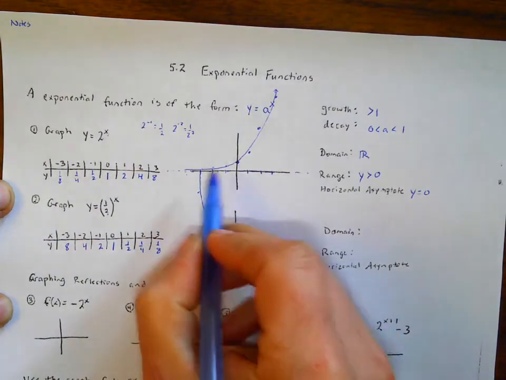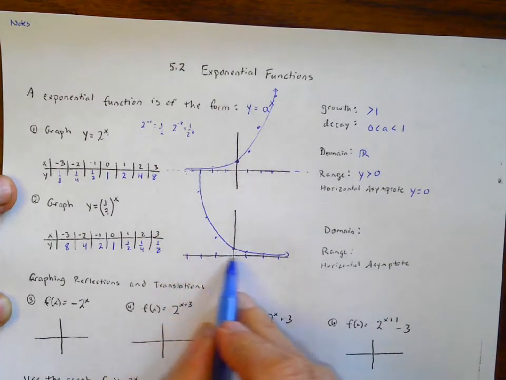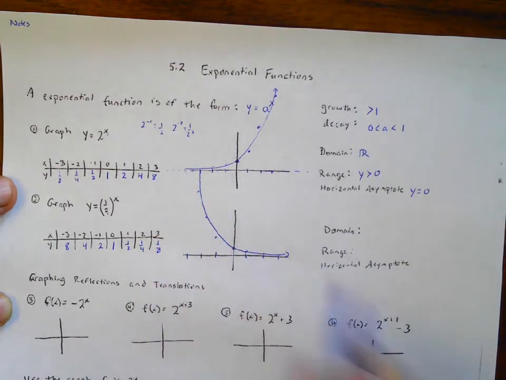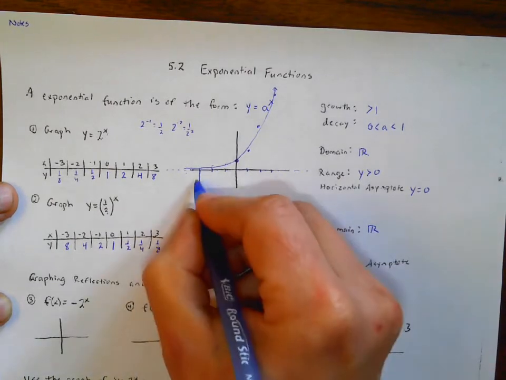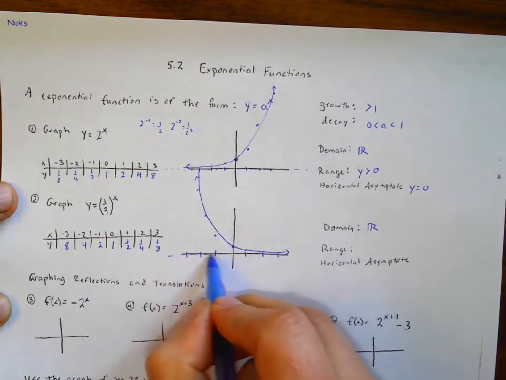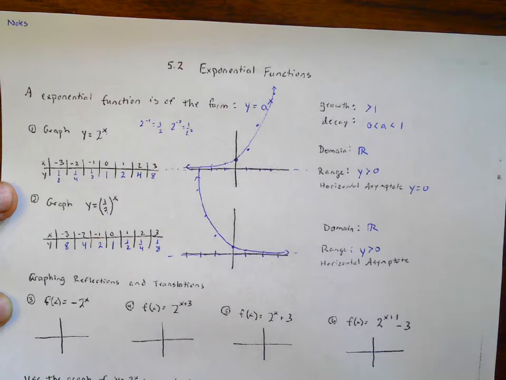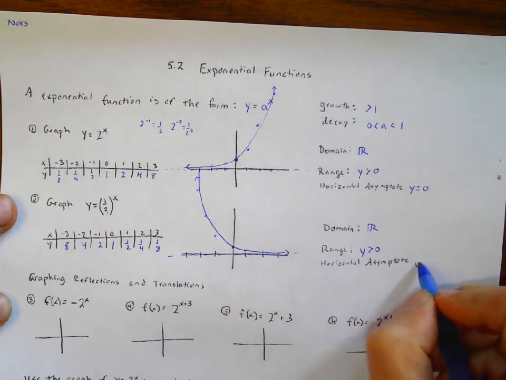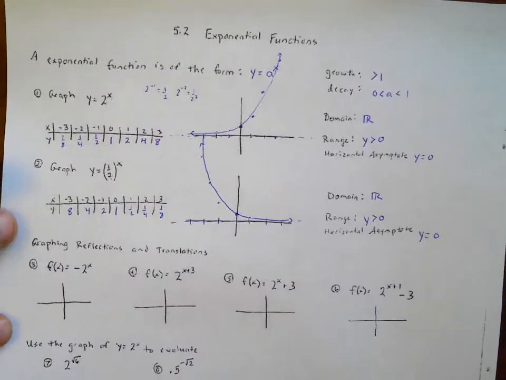So with growth, as my x's increase, it's growing, and with decay, as my x's increase, y is decaying. Once again, my domain is all real numbers, this way and that way. It'll keep going both directions. For the range, once again, I have an asymptote here at 0, so y has to be greater than 0. And my horizontal asymptote is at y equals 0. So those are our basic parent functions. And then we're going to look at the transformations.